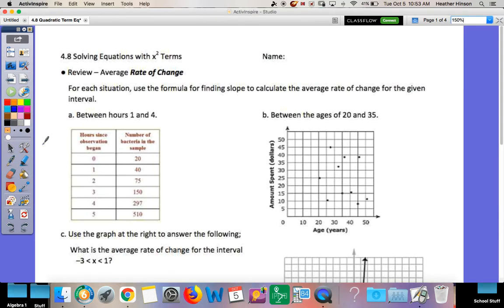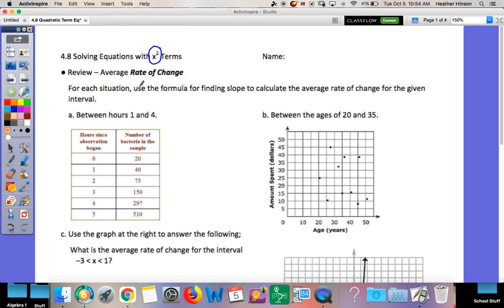Okay, today we're going to look at solving equations with x squared terms, which means they're going to be quadratic, but we solve them, they're a lot easier to solve. So first, a little bit of review.